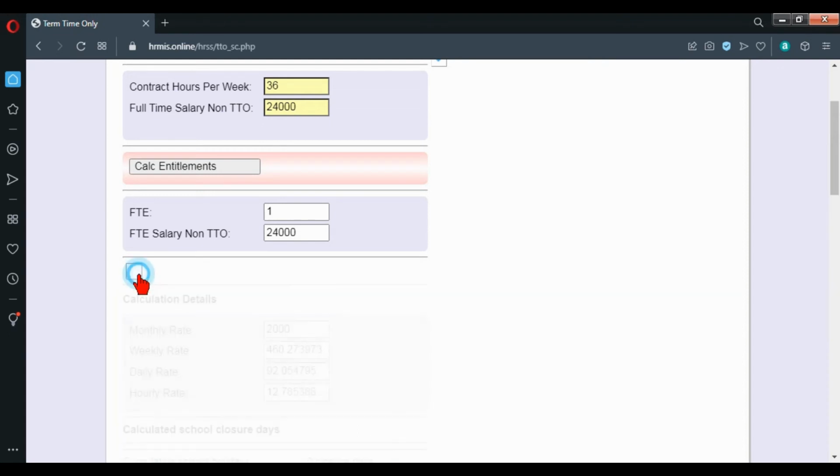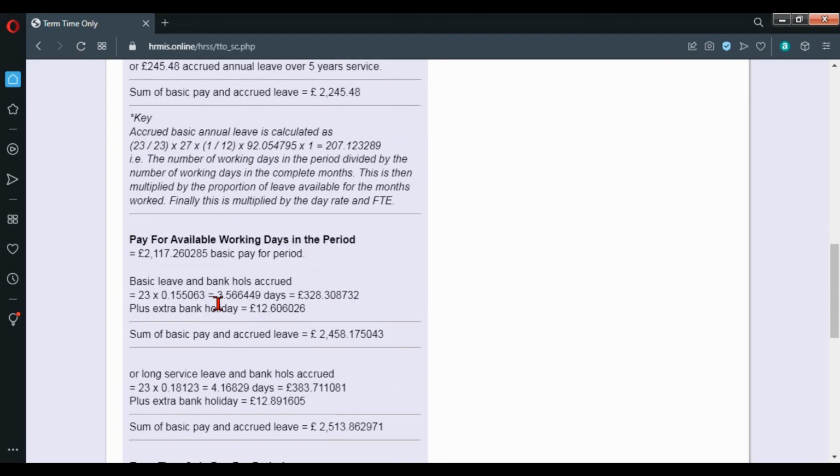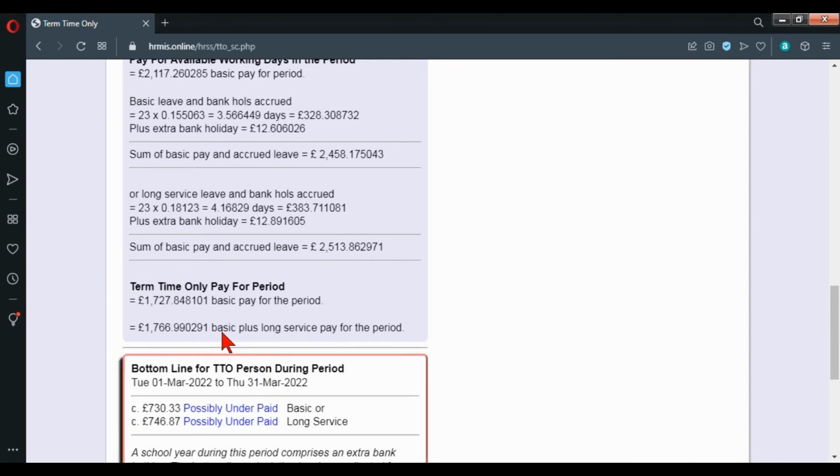Let's click the drop down and look. There were 23 days of school in that month. There were no holidays at all. In effect, the term time only person has worked a full month, the same as any other worker, but they have only been paid, for example, £1,727 plus.